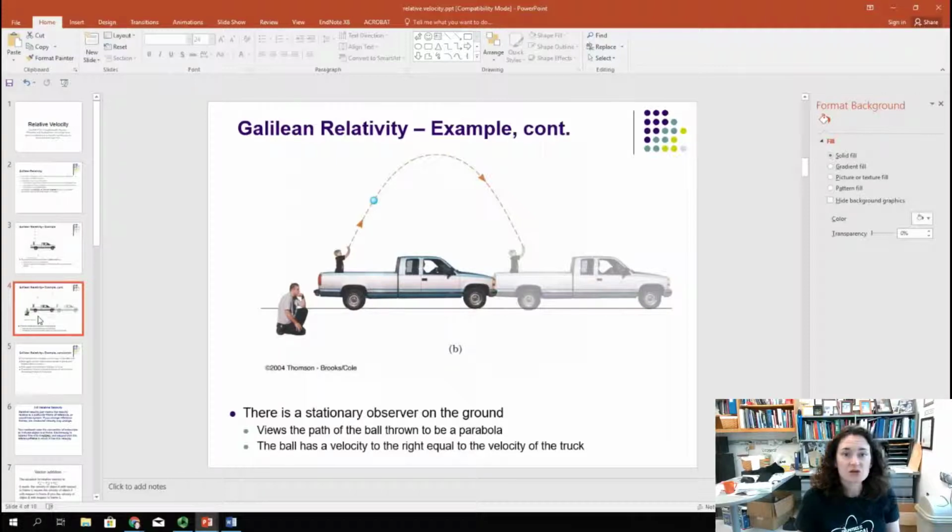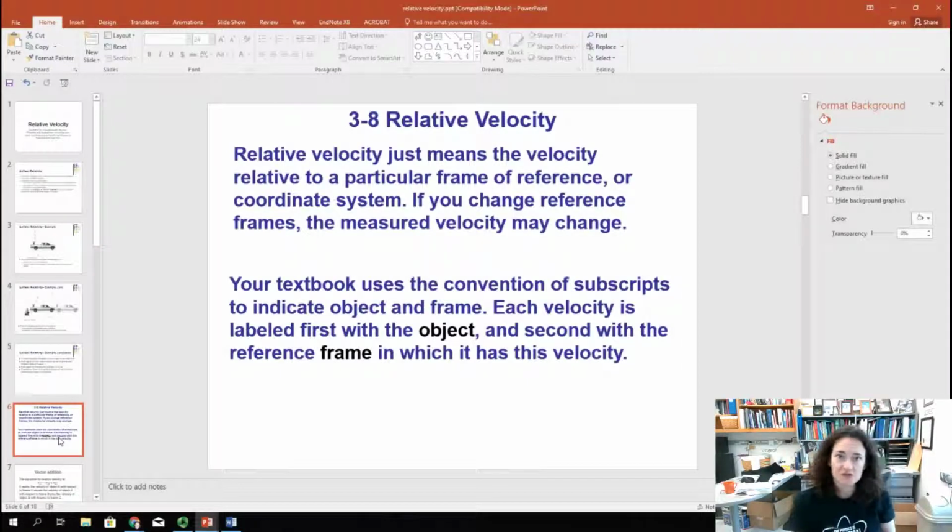However, the guy watching the truck on the side of the road would say, no, the ball's speed is never zero. True, at the top of the trajectory, its y velocity is 0 for a split second, but it's still going in the x, right? So that means its speed is different. So you have to understand which reference frame you're talking about when you talk about what the velocity of the particle is, because it might be different from frame to frame.